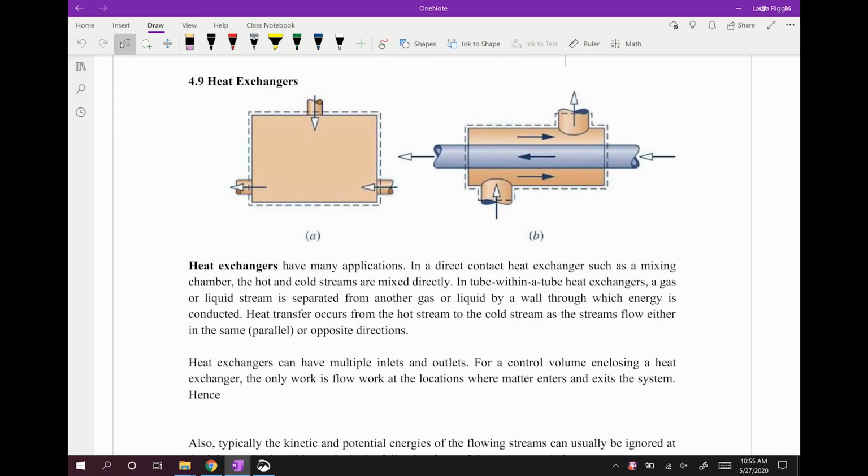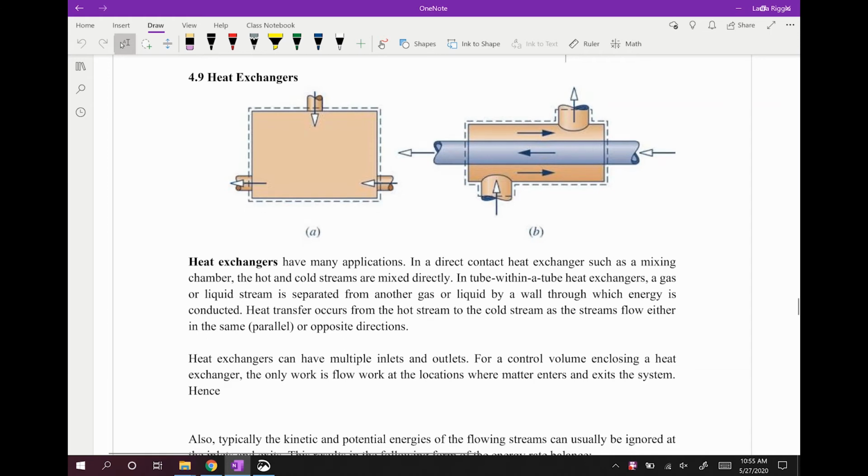In this lecture, we're going to go over heat exchangers. Heat exchangers have many applications. We have direct heat exchangers such as a mixing chamber, where our hot and cold streams physically touch. And you have an indirect heat exchanger where your hot and cold streams physically do not touch. Heat exchangers can have multiple inlets and outlets.